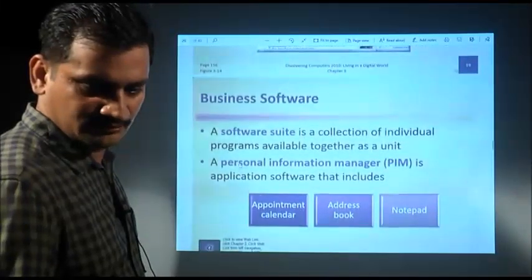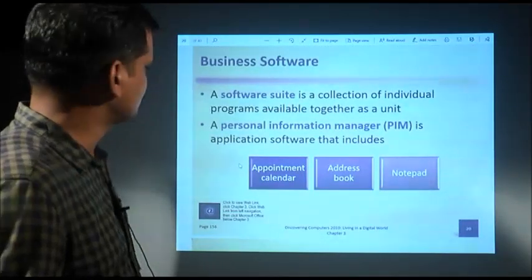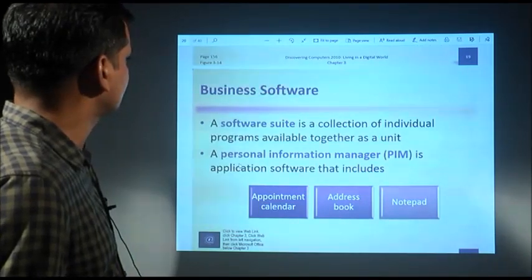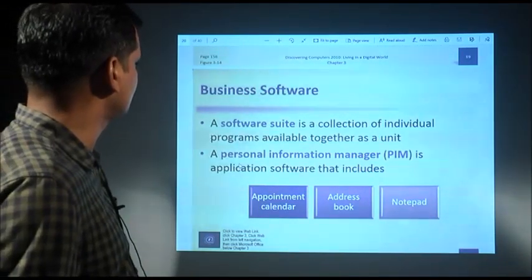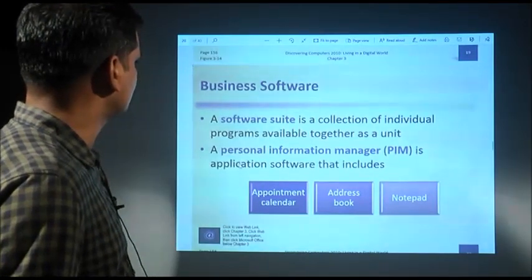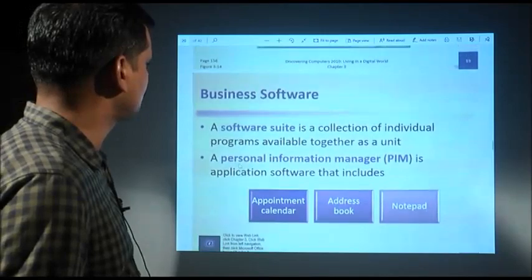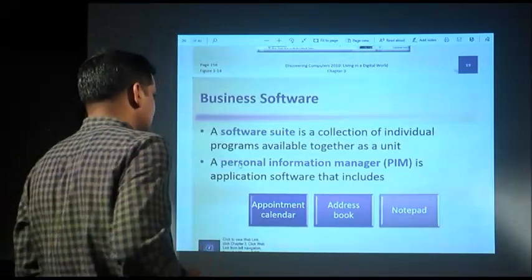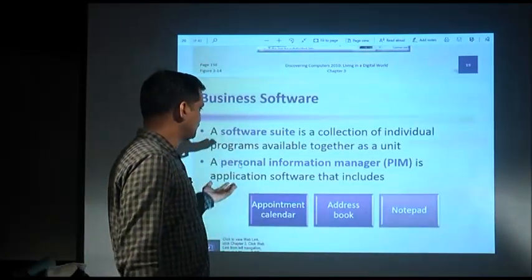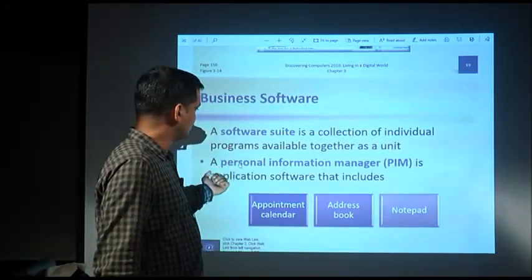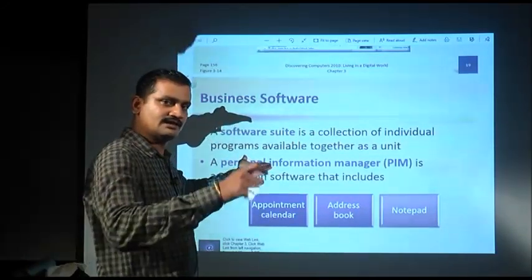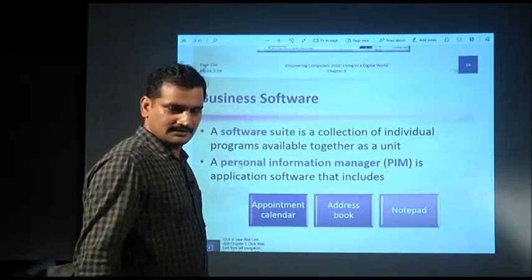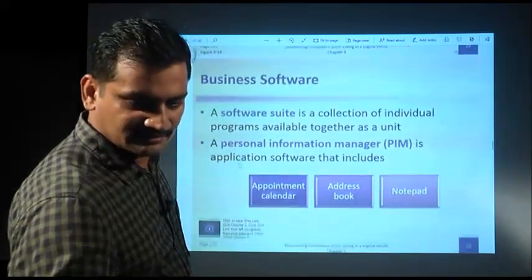All these are application software used for specific applications for a particular purpose of the user. Then, as I told, the software suite is a collection of individual programs available together as a unit. Then personal information manager is application software that includes appointment calendar, address book, and notepad. I can maintain a personal appointment calendar, whom I have to meet on which date. I can keep an address book of the persons I know, and I can use a notepad with this application software, the personal information manager.